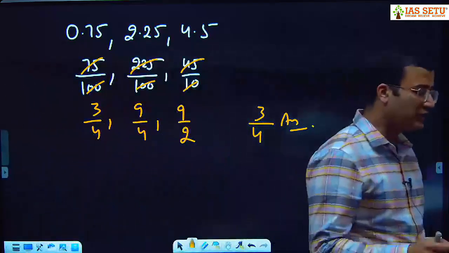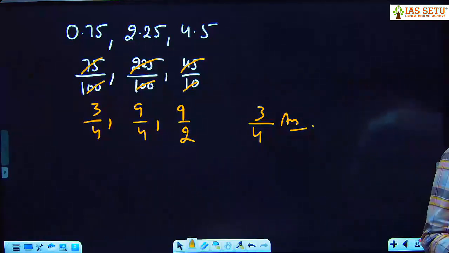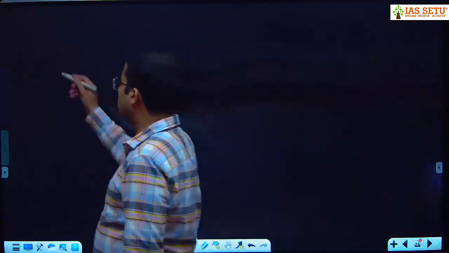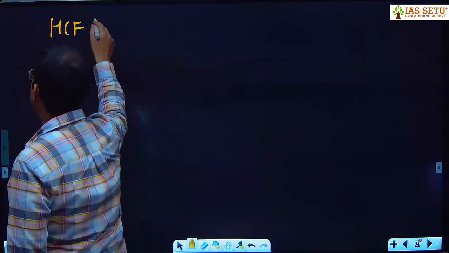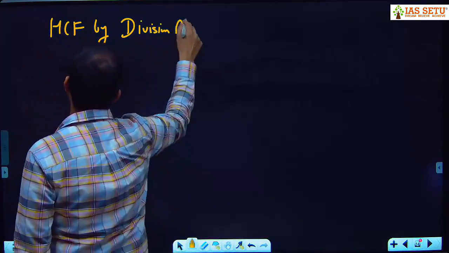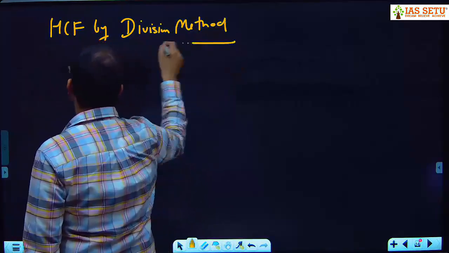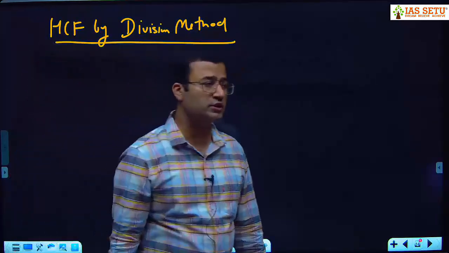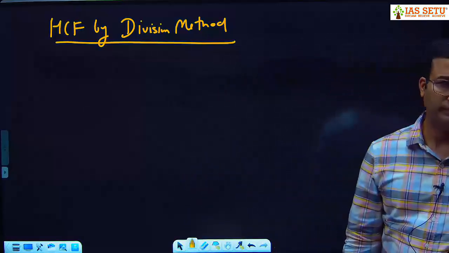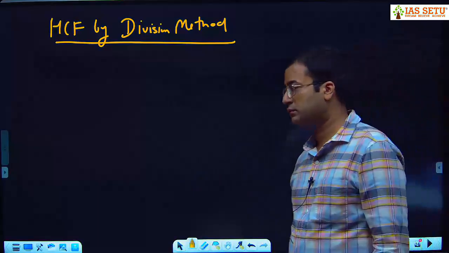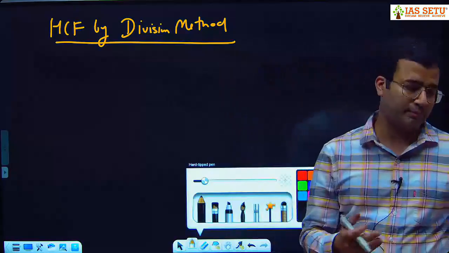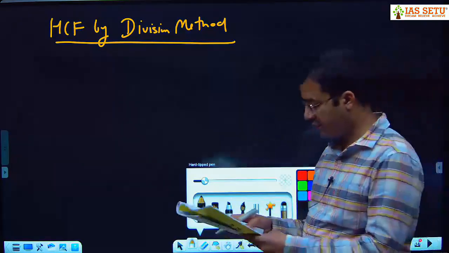Now here there is one concept. Let us cover that. Then we will do the remaining questions on HCF. So you put the heading HCF by division method. If we have to find the HCF of bigger numbers, 3-digit, 4-digit numbers, there we prefer this division method. Like here, I take 2-3 examples, so that you will be comfortable.